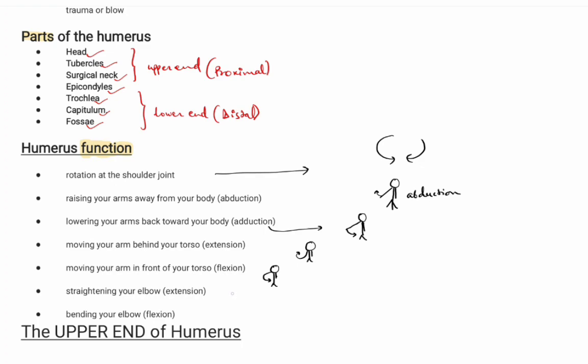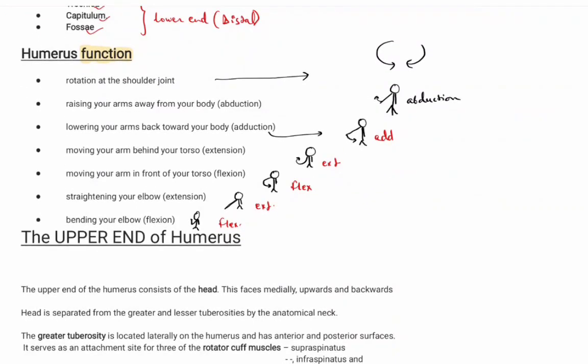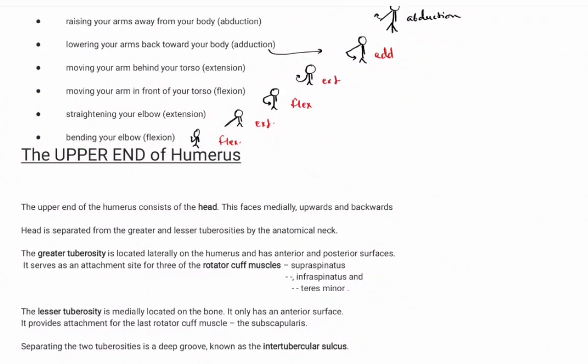Straightening of the elbow joint is known as extension also, and bending your elbow is known as flexion. Now moving on, we will study the upper end of the humerus. So this is adduction, this is extension, flexion; again, extension is straightening, again, flexion is bending.